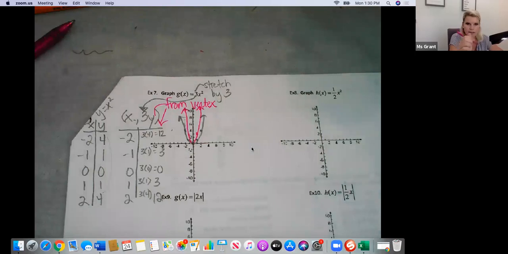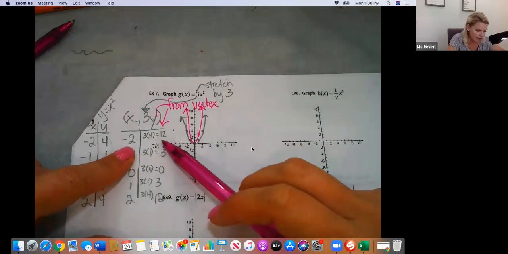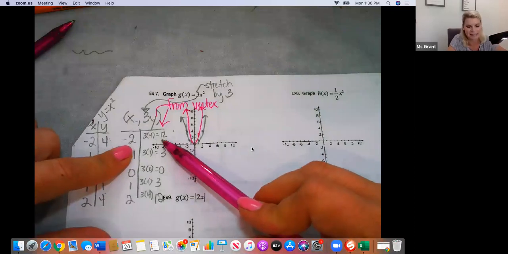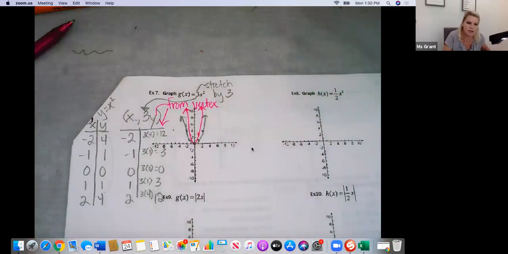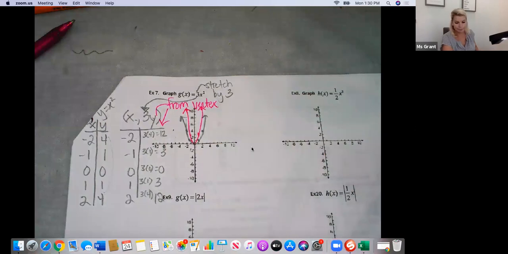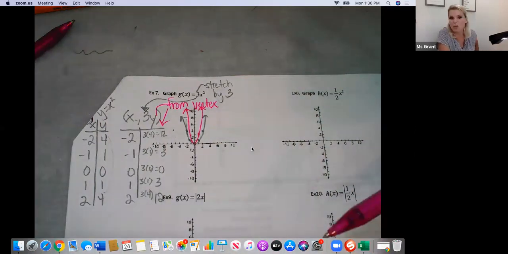Don't get confused and think that you have to graph the ordered pair -2, 4. Well, because the vertex at 0, 0, it works out great. But once we start getting into transformations, these new ordered pairs won't be located on the graph. Like example 11 and 12 that we're going to get to, you'll see.